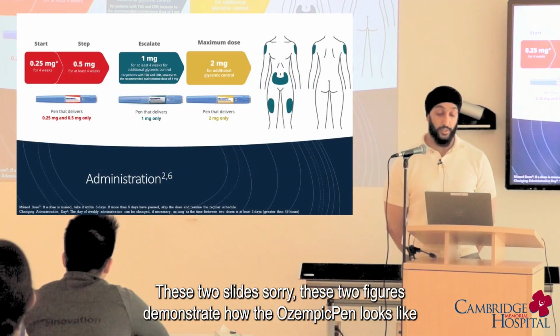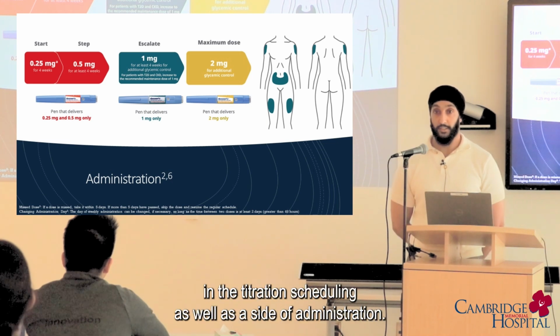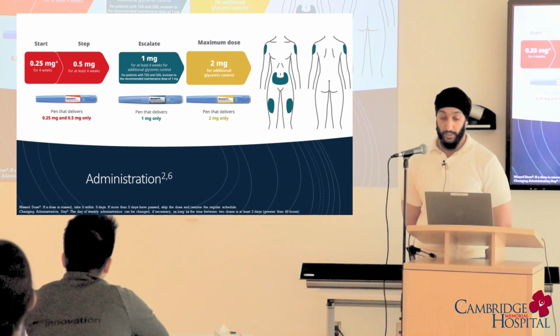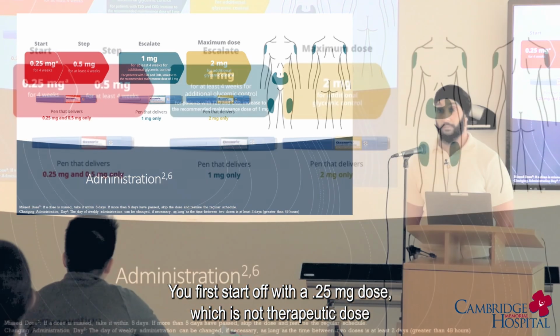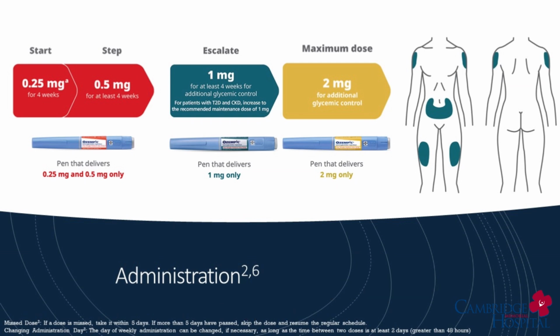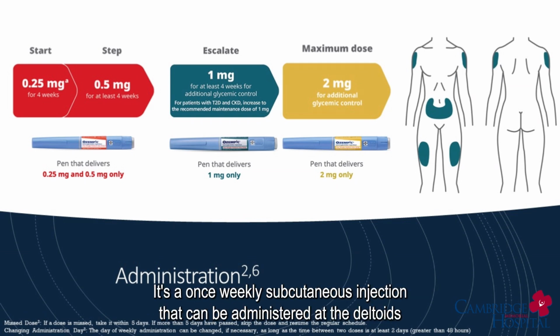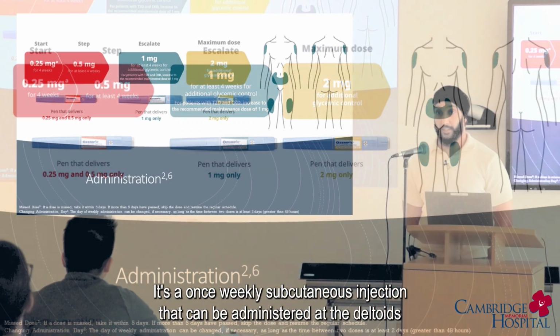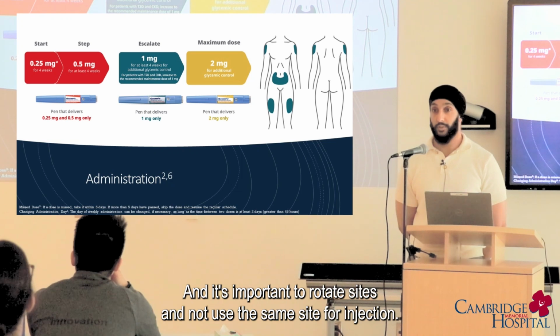These two figures demonstrate what the Ozempic pen looks like and the titration schedule, as well as the site of administration. There are three different pens on the market. You first start off with a 0.25 milligram dose, which is not a therapeutic dose, and then gradually increase in 4-week increments. The figure on the right-hand side shows the administration site. It's a once-weekly subcutaneous injection that can be administered at the deltoids, so the shoulders, your stomach, as well as your thighs. And it's important to rotate sites and not to use the same site for injection.